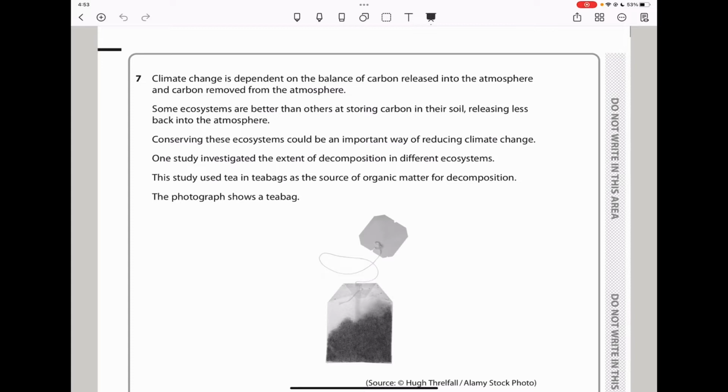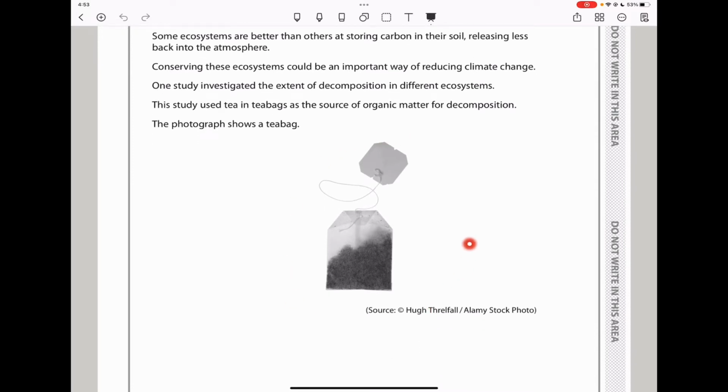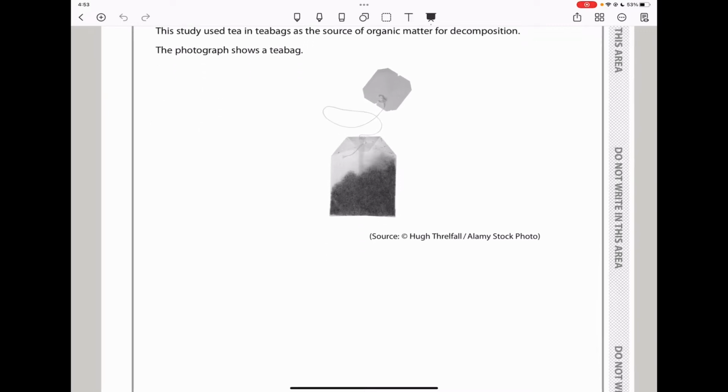One study investigated the extent of decomposition in different ecosystems. The study used tea in tea bags as the source of organic matter for decomposition. The photograph shows the tea bag. So we can see this is the tea bag, and a sample of a tea bag used in the experiment.